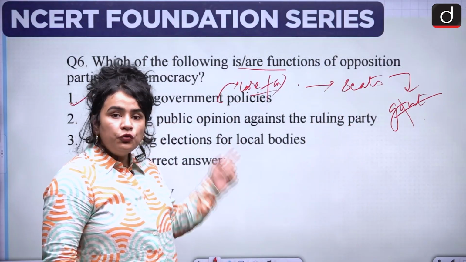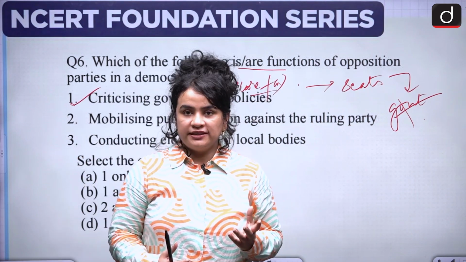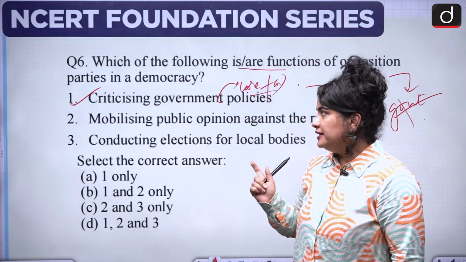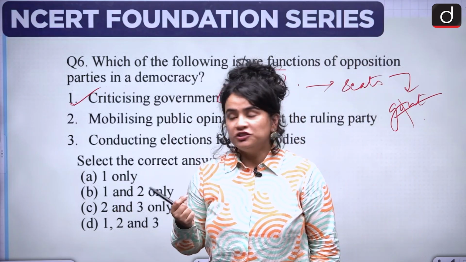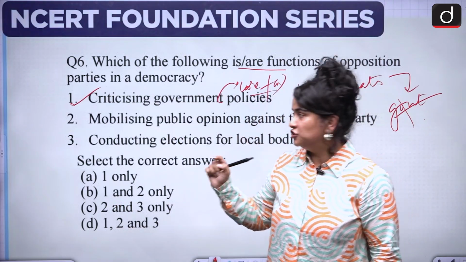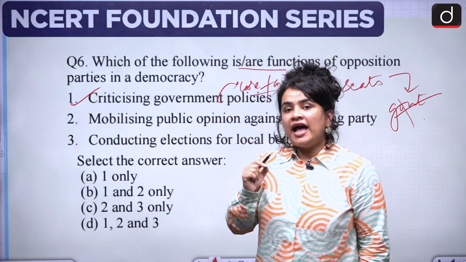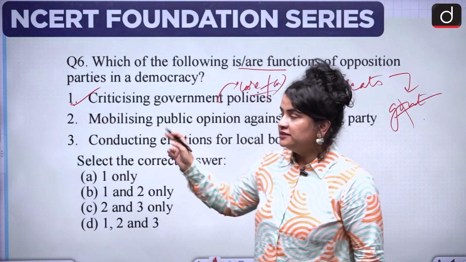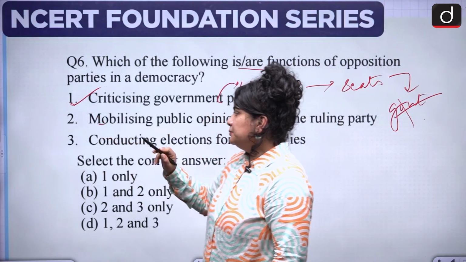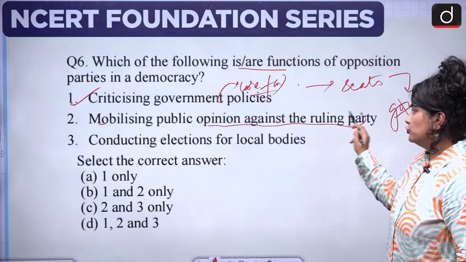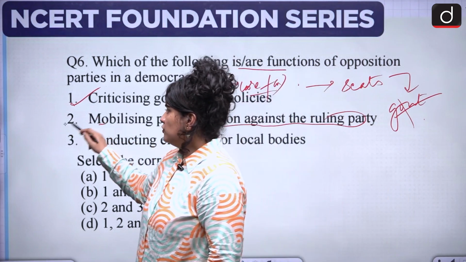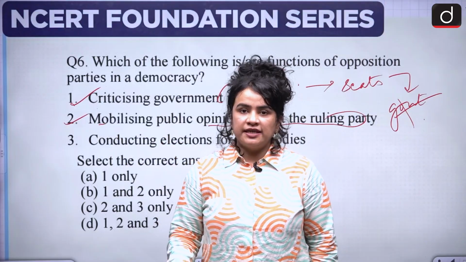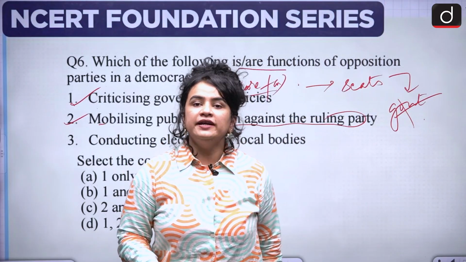Why? Because if there's nobody to criticize and provide alternate to the government and its policies, the government will likely turn tyrannical. And we've already studied it in our preceding sessions, especially while we were talking about democracy and democratic elections, that if the government is so powerful as to win the confidence of the people, it's very likely that it might turn authoritarian or tyrannical. Second statement says mobilizing public opinion against the ruling party. Yes, very much the function of the opposition parties, because they also want to present themselves as an alternate to what the ruling government has to offer.